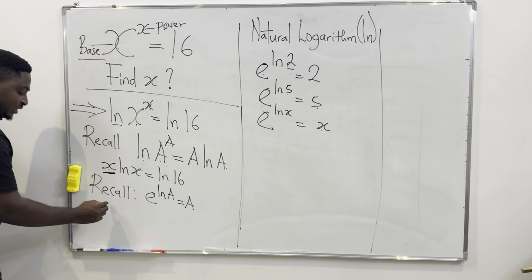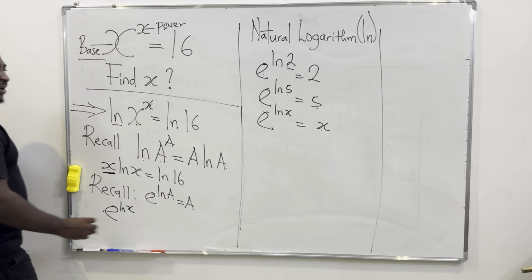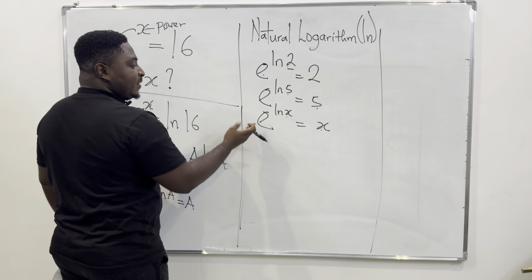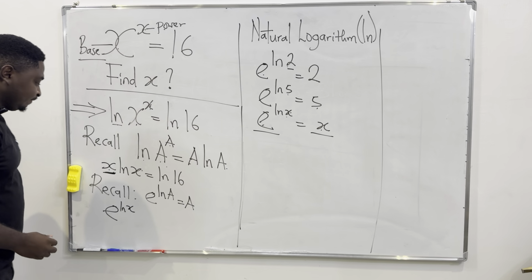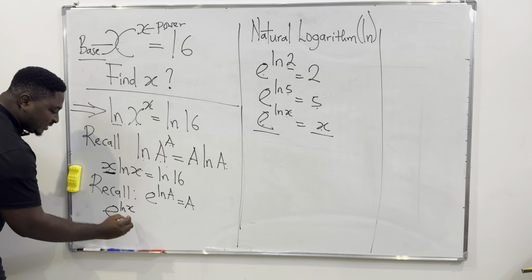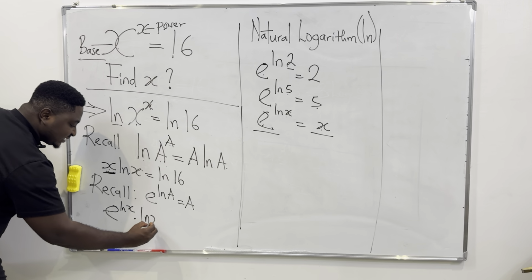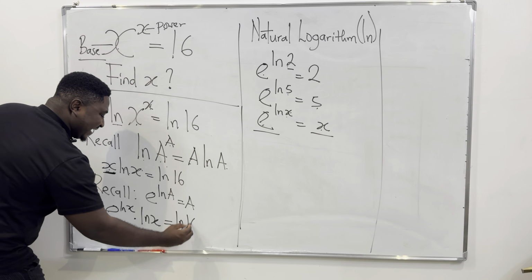I want to replace this x with e raised to the power ln x, because from what I just showed you here, it allows me to replace x with what? E raised to the power ln x. So this x is replaced with e raised to the power ln x, but don't forget that we have another ln x beside x before. This ln x is still here, equals ln 16.